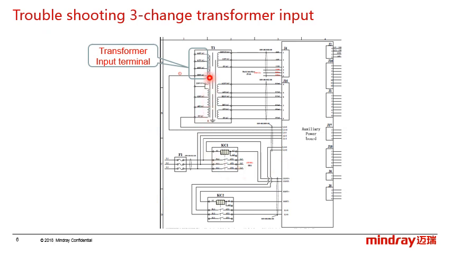From this circuit, we can know that the transformer can receive different inputs like 380 volt, 400 volt, 415 volt, and 440 volt. We have to change the cable according to the actual situation.